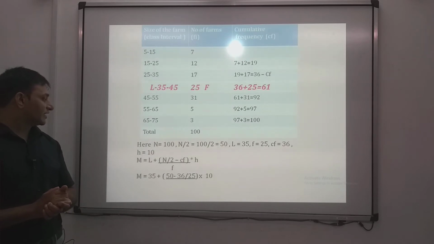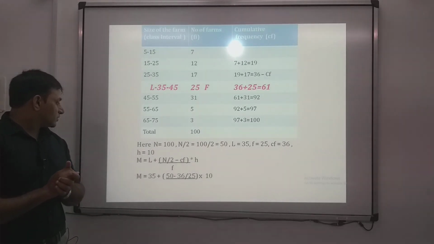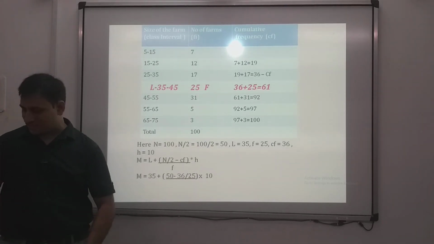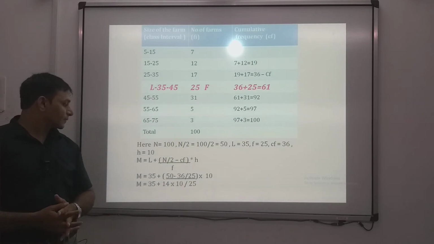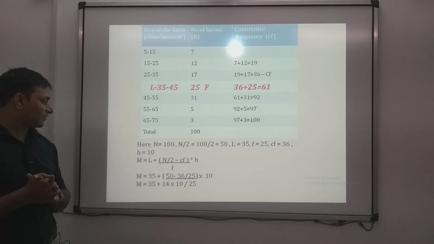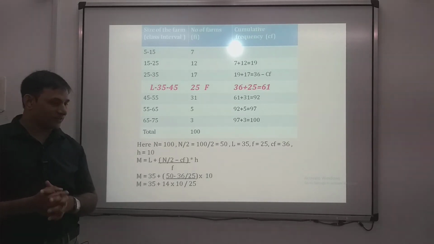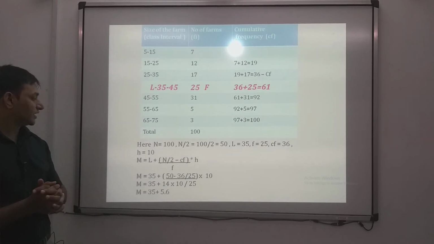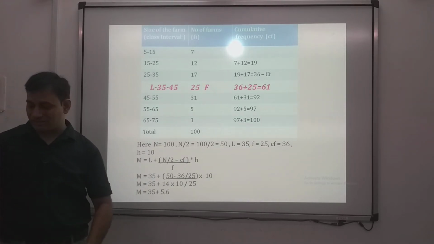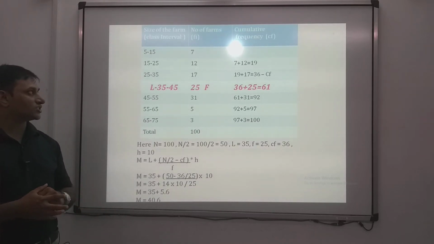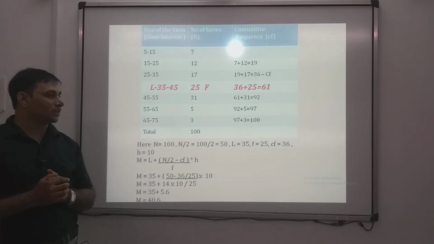We will solve the bracket first. N by 2, 50, minus 36, upon frequency 25, into H. 50 minus 36, you will get 14. 14 into 10, that is the class size, I have multiplied, and divided by 25. 14 times 10 is 140. 140 divided by 25, you will get 5.6. Now add this to 35, that is 40.6. Students, that is the median of the given data.